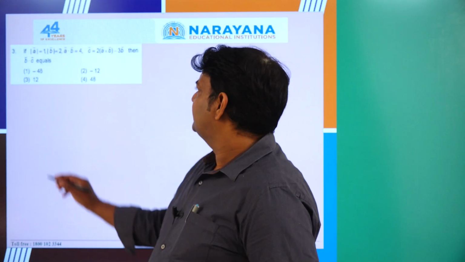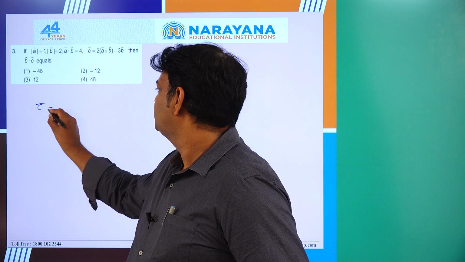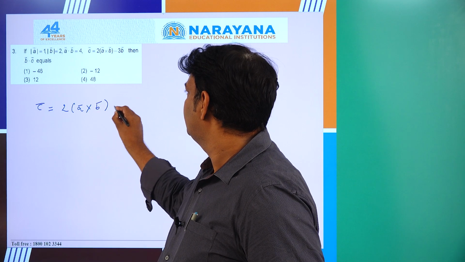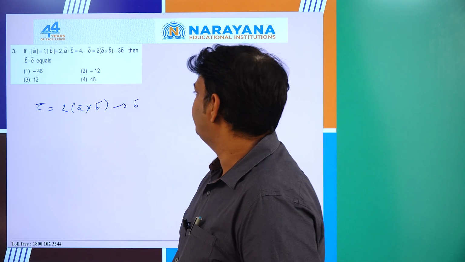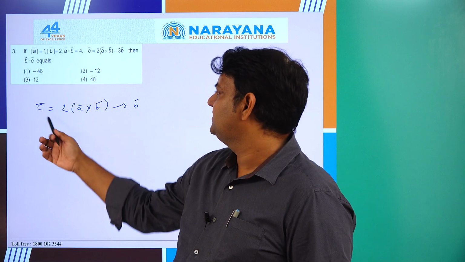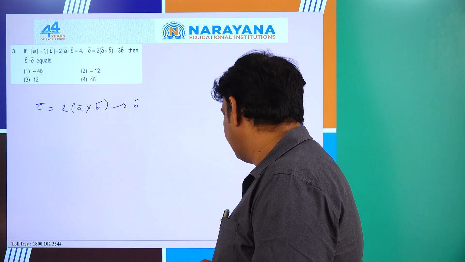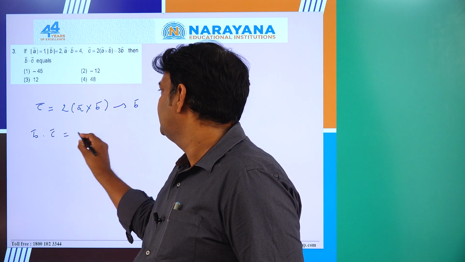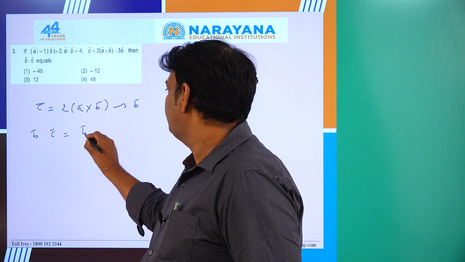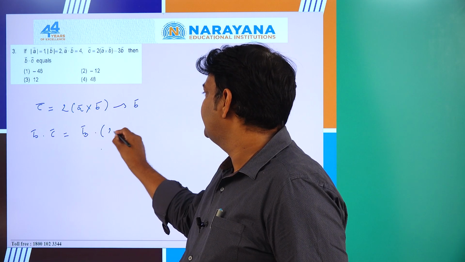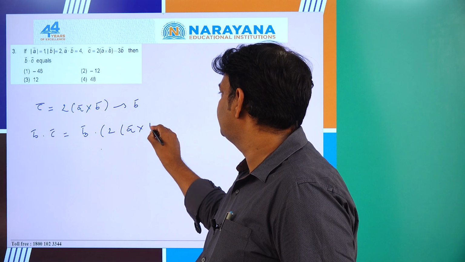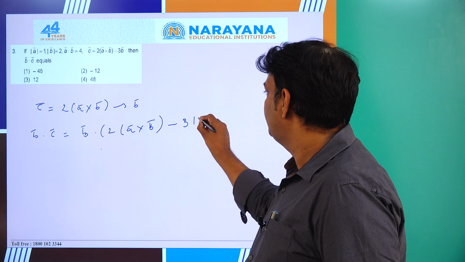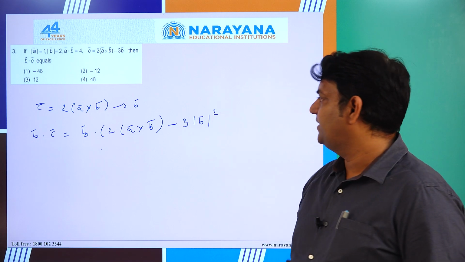It's a very simple question actually. C bar is what? Twice of A cross B minus 3 B bar, and we need to calculate B dot C. Simple, just take the dot product with B. What will you get? B dot C is B dot of twice of A cross B minus 3 B dot B, mod B square.